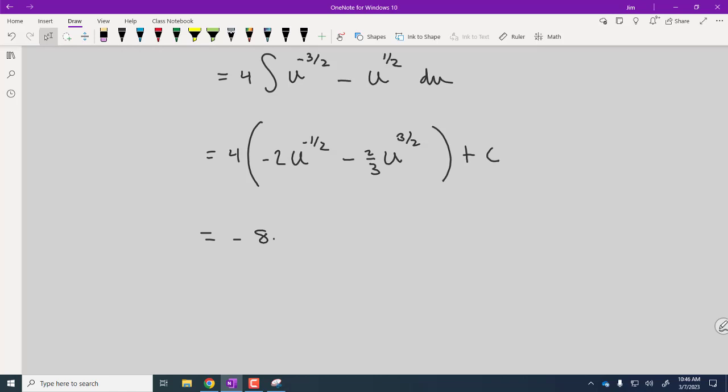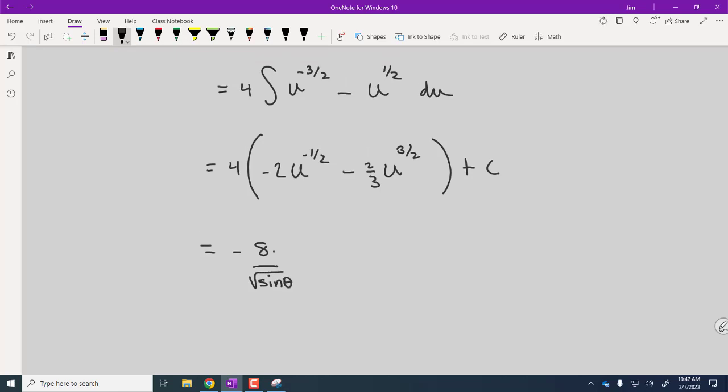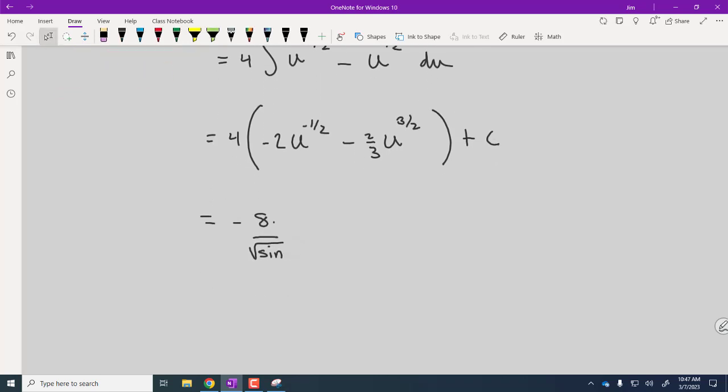So this is going to be the square root of sine in the denominator. All right, so that's going to be, let's put that underneath this 8. So square root of sine in the denominator. Sine of x, not theta. And then the 4 is distributing to the second part, so that's going to be minus 8/3 sine to the 3/2 power of x plus c.